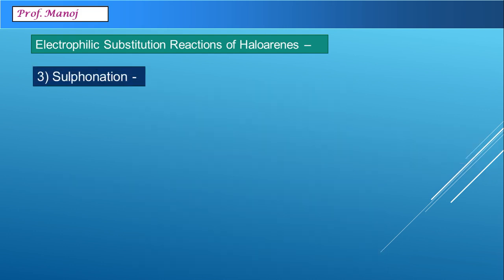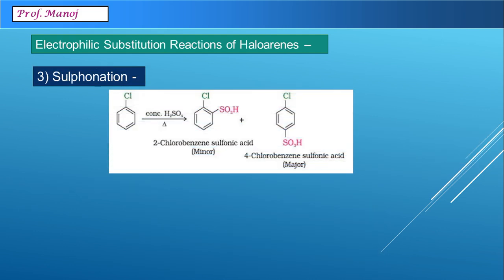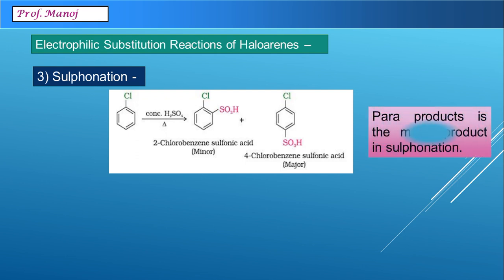The next reaction is sulfonation. Chlorobenzene is treated with concentrated sulfuric acid. The electrophile attacking here is SO3H. It comes on the ortho position and para position. Once again, the para product is the major product.